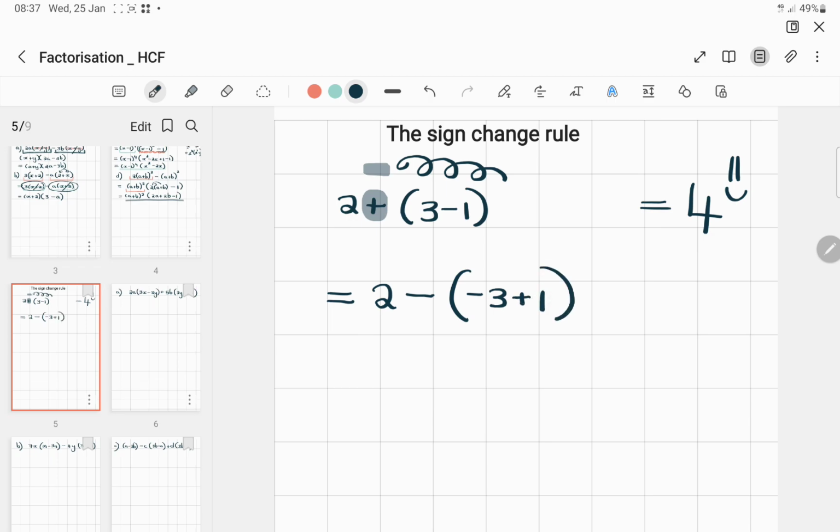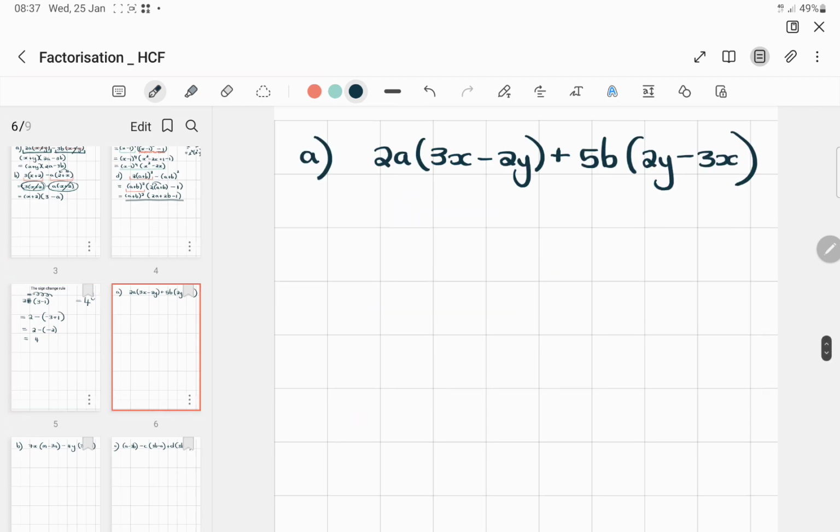So let's see if we're allowed to do that. Am I allowed to just take that positive and change it into a negative? As long as I do that, I have to change the positive to a negative and the negative to a positive. Let's see if I get the same answer. So it's 2 minus negative 3 plus 1 gives you negative 2. 2 plus 2 is 4. So you are allowed to do that. Okay, let's look at the next slide then.